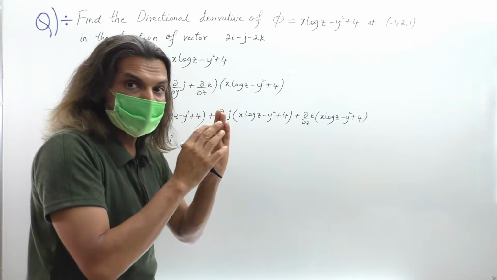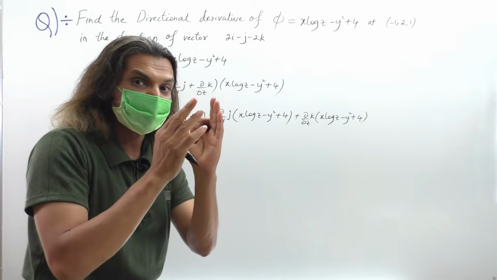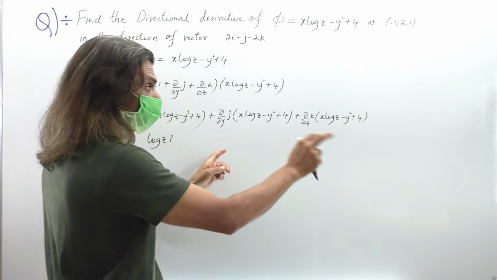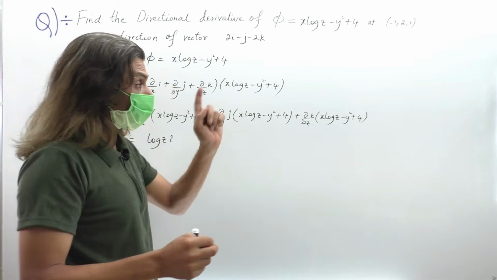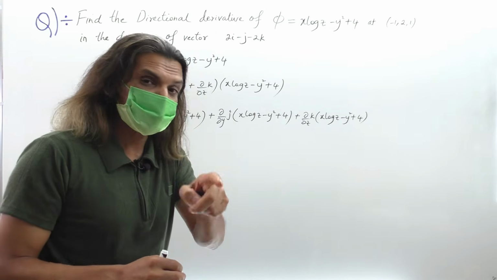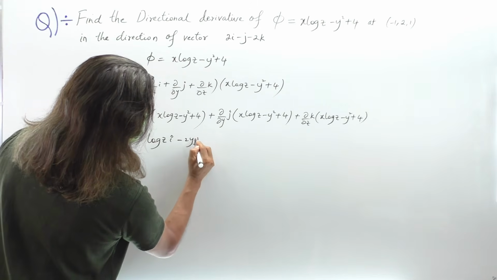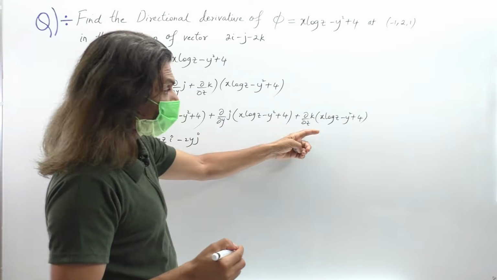Now I am partially differentiating only with respect to y. In x log z there is no y, so 0. Then y square is there, with a minus sign. Differentiation of minus y square with respect to y is minus 2y. So you have minus 2y into j, and finally dou by dou z.